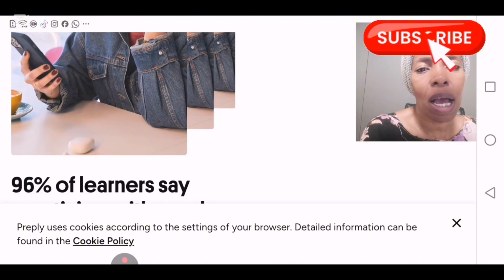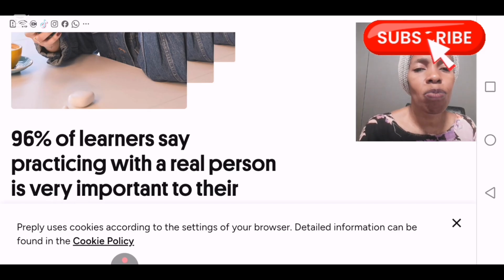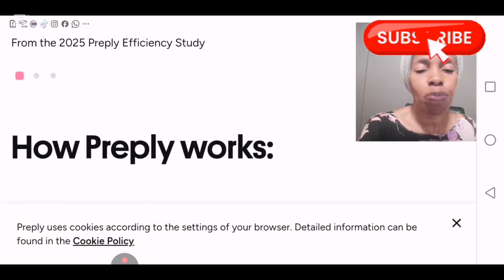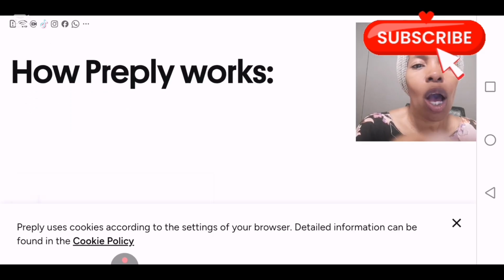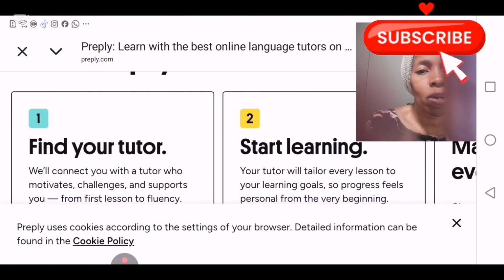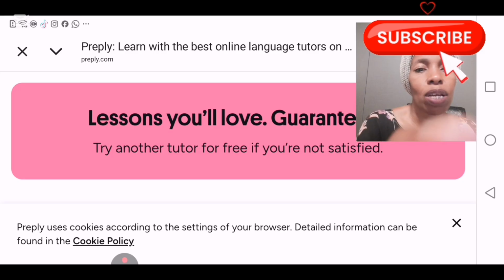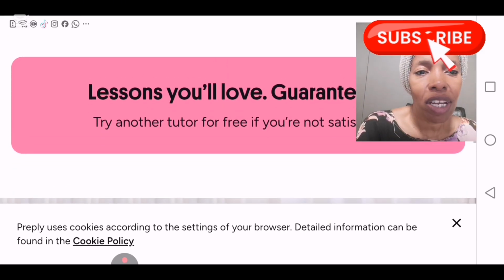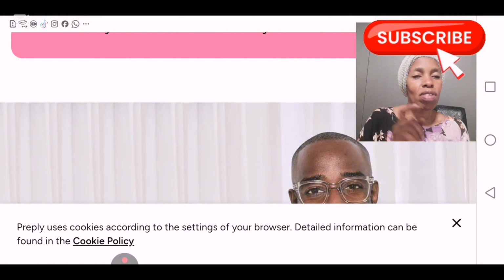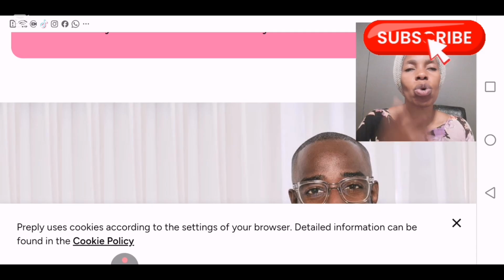So this is basically a step-by-step on how students are onboarded when they want to sign up with this platform and be taught online. They say 96% of learners say practicing with a real person is very important to their progress, which is true. Practice makes perfect. So how Preply works: you find your tutor, start learning, then make progress every day. Now, for the tutors, how does it operate? That's what we're going to talk about later on. Lessons you love, guaranteed. Try another tutor for free if you're not satisfied. That's why, especially as a beginner, you're going to do trial classes where you teach your students.